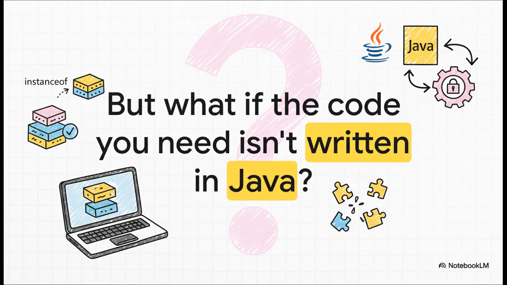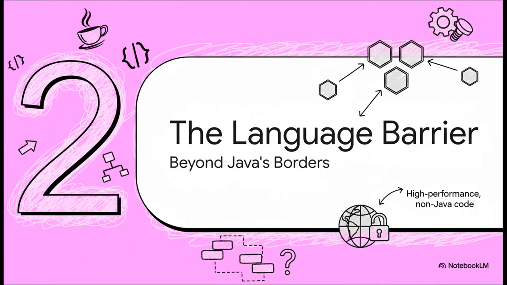Okay, so instanceof is fantastic, right? It's a great tool for keeping order inside the world of our Java application. But what happens when the problem you're facing just can't be solved by Java alone? What if you need to reach down and tap into the raw power of the hardware? Or what if there's this amazing library you need to use, but oh wait, it's written in C? This is where we have to step outside the cozy, familiar borders of the Java ecosystem.